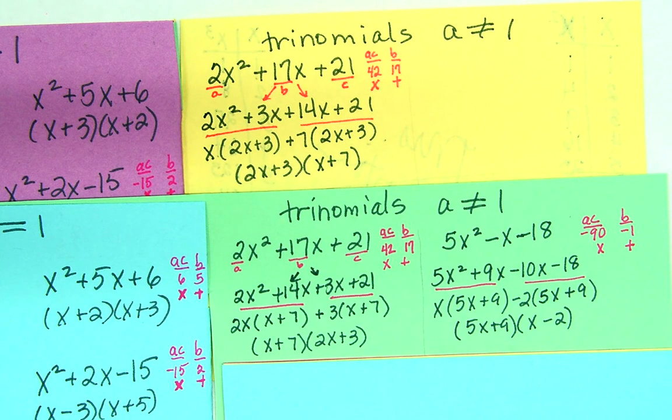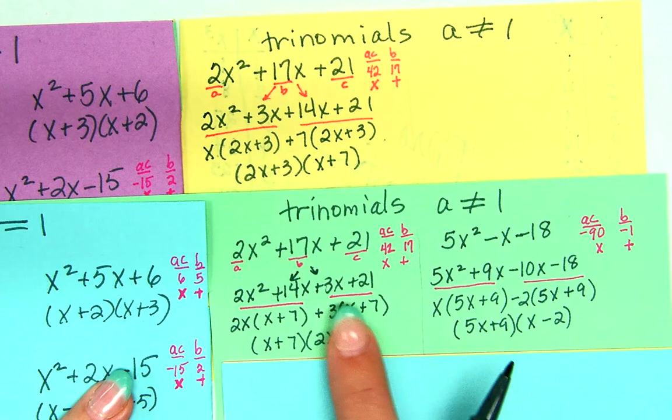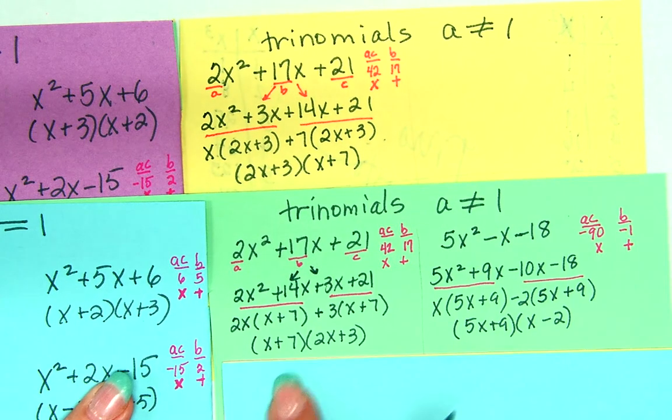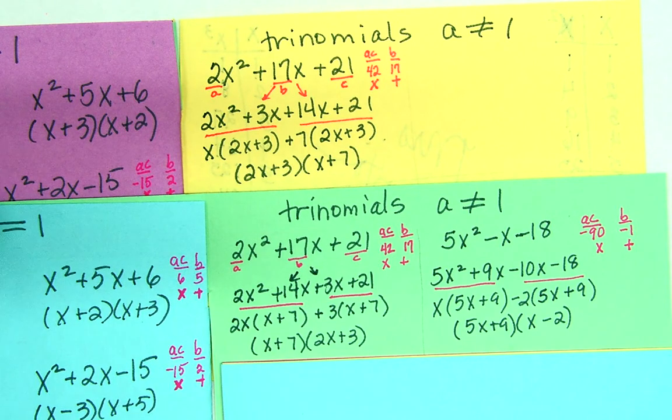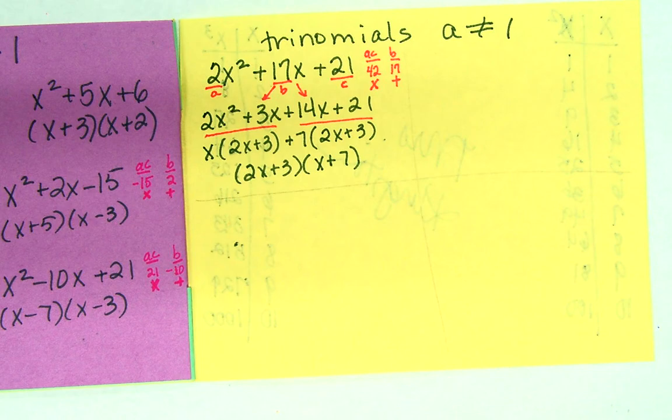So does it matter what order I write those two things in? No. What matters is I keep the sign with the right number, right? It didn't really matter so much this time because they were both positive. But if I write 3x and 14x, or if I write 14x and 3x, I'm still going to get the same two factors that I got. Everybody okay with that? All right. Next example.